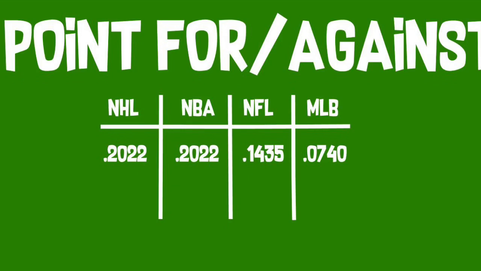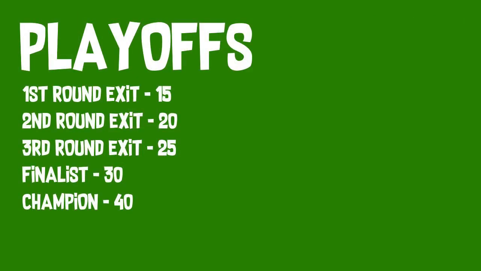So for the NHL, it was 0.2022. For NBA, it was 0.0054, NFL 0.1435, and MLB 0.0740. So obviously the MLB is lower and the NBA is lower because they have a lot more scoring, and the NFL is just a little bit higher because they have a little less scoring, but the NHL, you can see, has quite a bit more than most because there's a substantial amount less scoring in hockey than there is in the other sports.